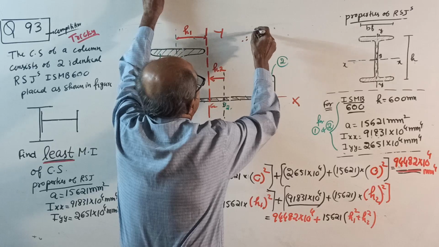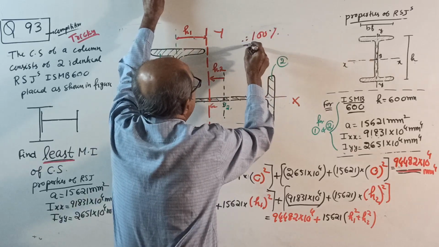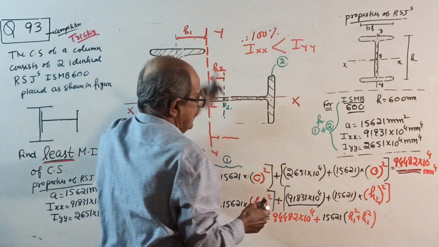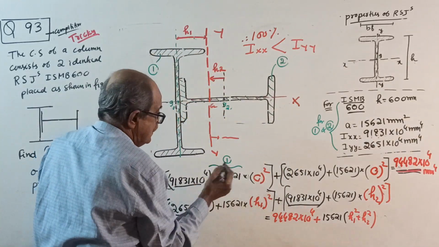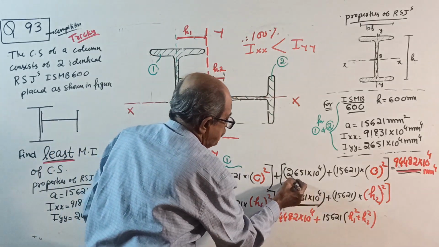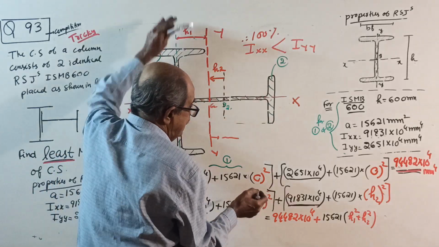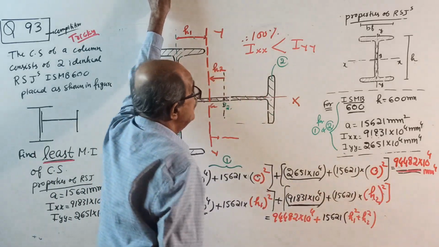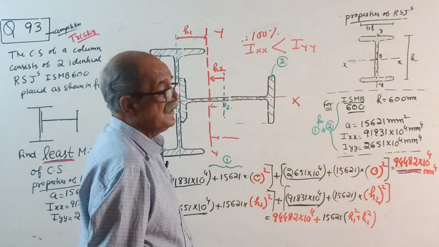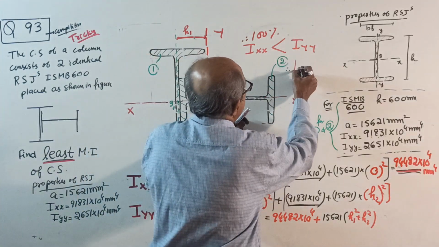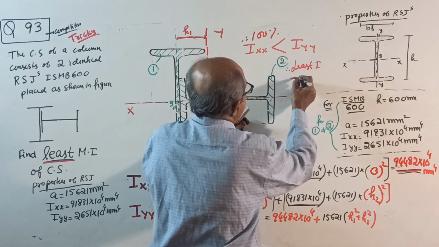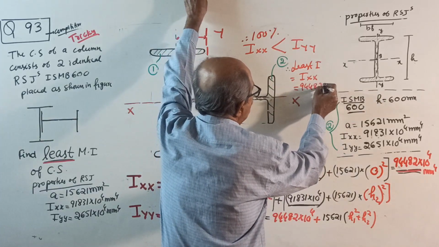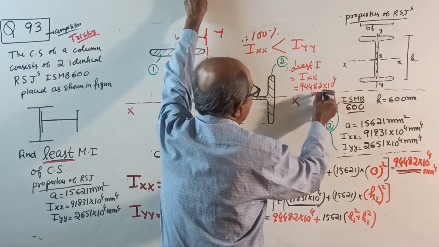Therefore, 100% I about XX is less than I about YY. Why? This number came here, and there are two zero squares here. Instead of zero square, some distance square is there. So you can make out I about XX is less than YY. Therefore, least I is IXX itself, equal to 94482 × 10^4 millimeter power 4.